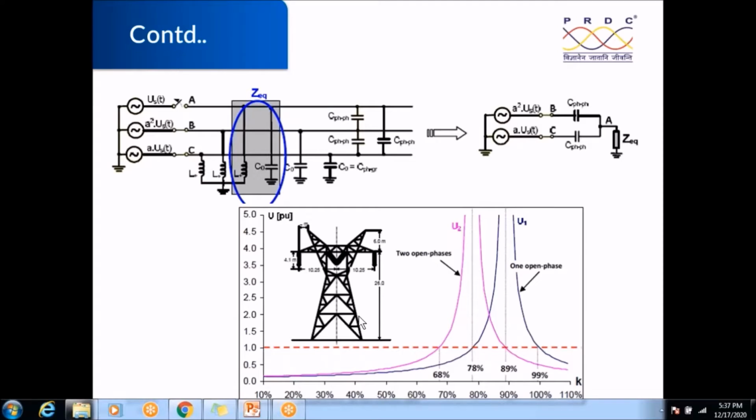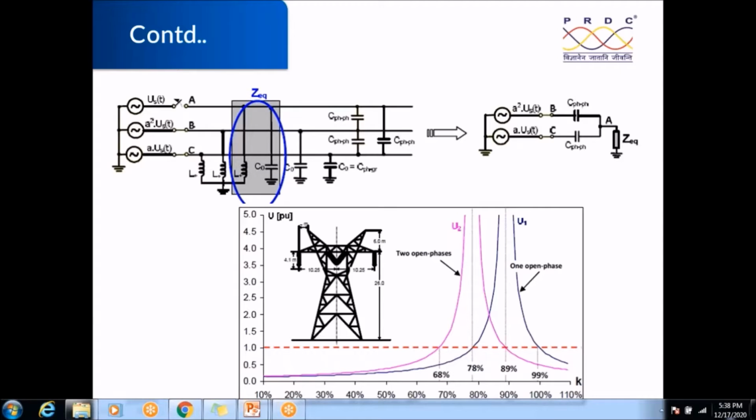Okay, but the question is, mostly 765 kV lines are double circuit lines, and for a double circuit line the resonance phenomenon will be a little different. I mean, we are not discussing that here. But in case of a single circuit line, we can see there is a resonance point where you get infinite voltage, at 89%. The red curve shows the 1 per unit voltage, and for single phase operation, in the 78% to 99% degree of compensation range, the voltage on the open phase will be more than 1 per unit. So that is what is going to damage the equipment because of this high voltage.